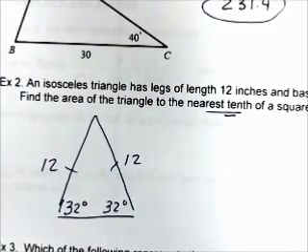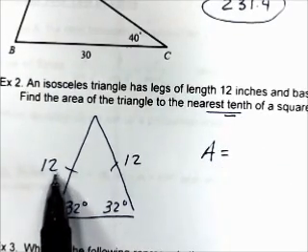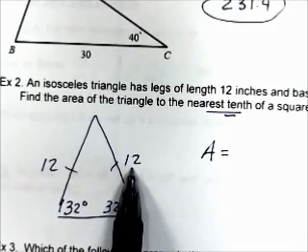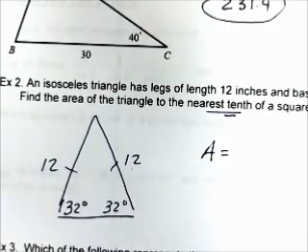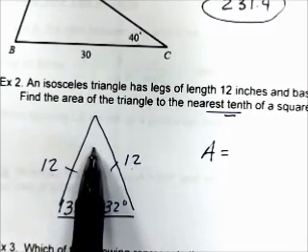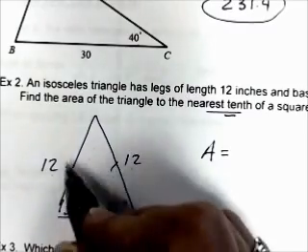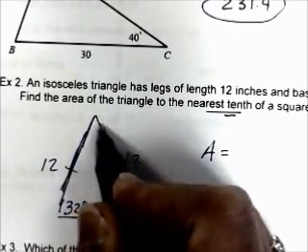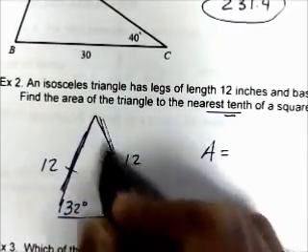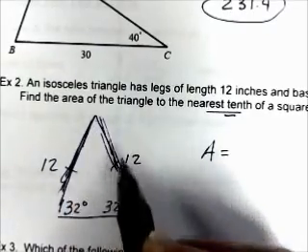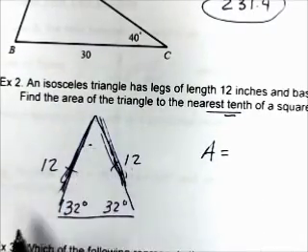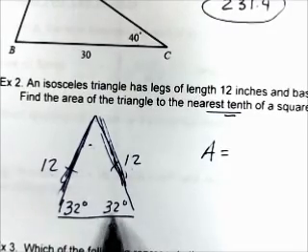Well, in order to find the area, it's going to be 1/2 the product of the two sides times the sine of the included angle. Well, we don't have this included angle, right? The included angle is the angle that is formed by the two sides that we have. So if these are our two sides, okay, this is the included angle. But we can easily find that.